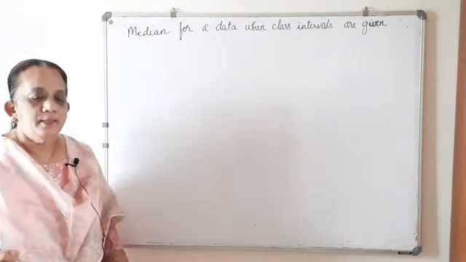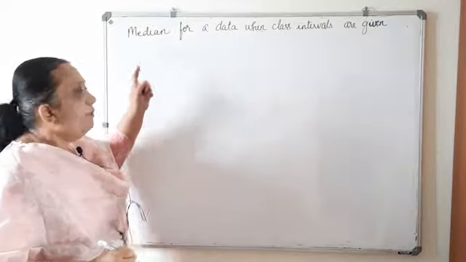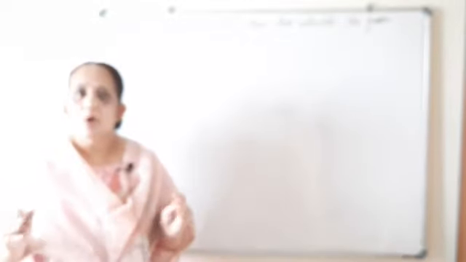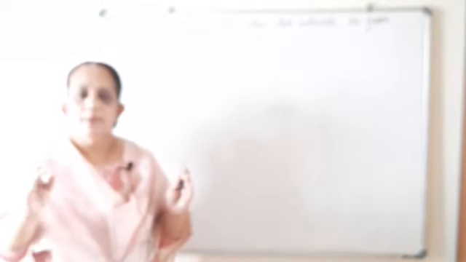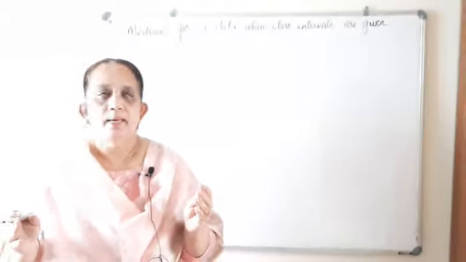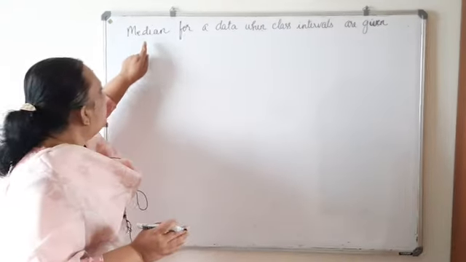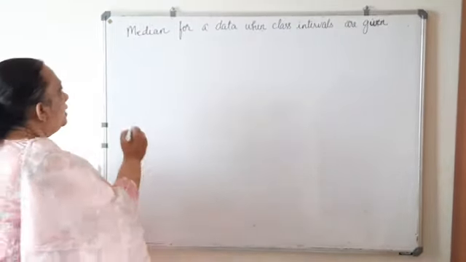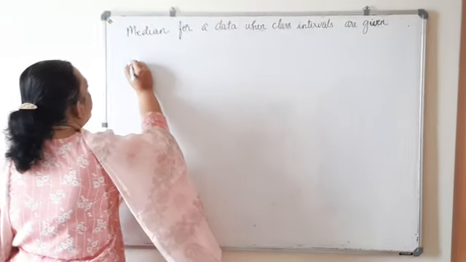You have already discussed how to find the median for raw data. Median is the middlemost item when the items are arranged in order of magnitude. And if the number of observations is odd or even, you know how to calculate the median. Now, the next concept is median for a data when class intervals are given. Median is calculated using the formula.